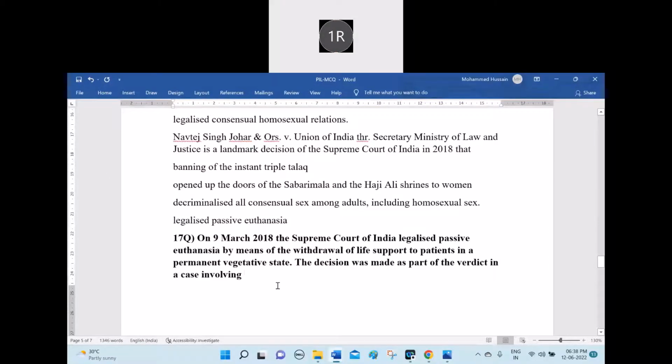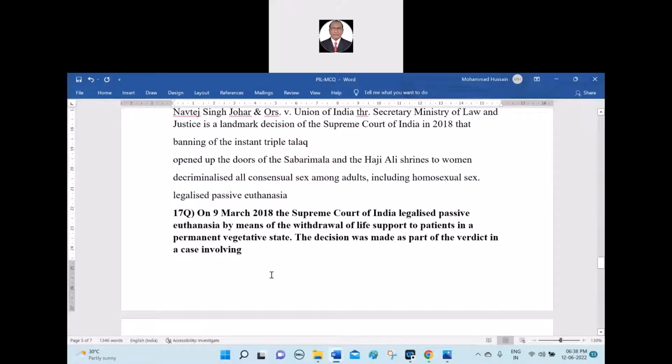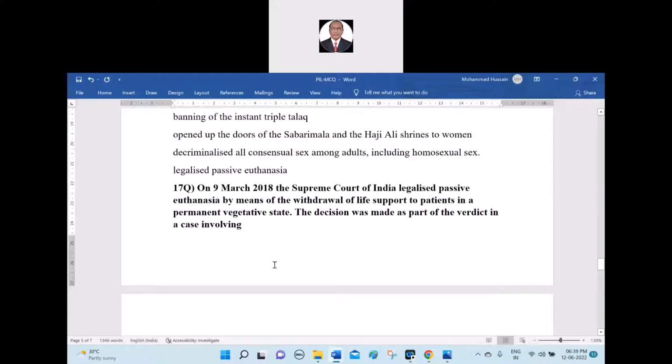17th question. On 9th March 2018, the Supreme Court of India legalized passive euthanasia by means of withdrawal of life support to a patient in a permanent vegetative state. The decision was made part of the verdict in which case?